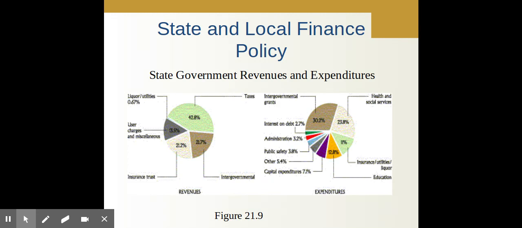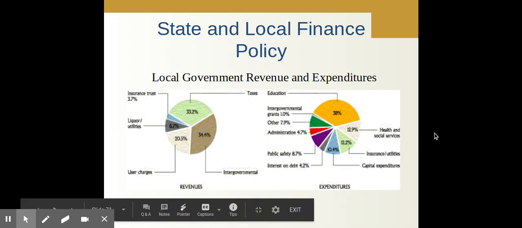And there you can see state and local finance policy, both revenues on the left and expenditures on the right. You can see a large amount of the revenues come from taxes, but it doesn't make up the majority. And then you can see from expenditures, well, basically sharing money with other governments makes up a huge chunk of their expenditures. Also, health and social services takes up a big chunk of that as well.